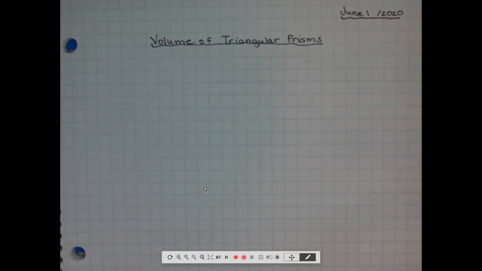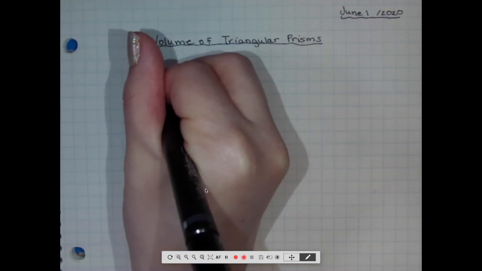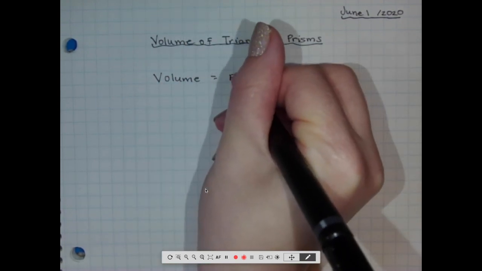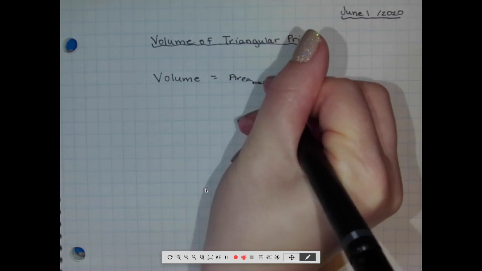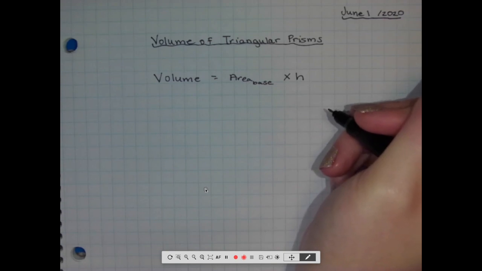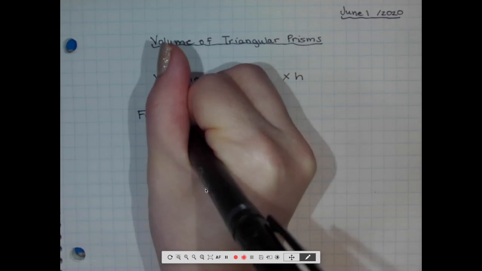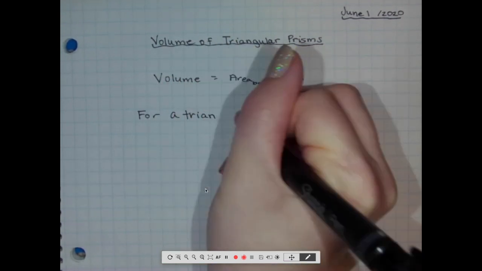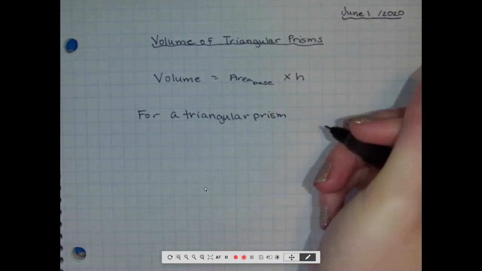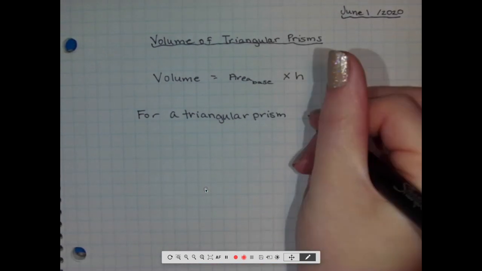as best as I can. So as a refresher from when we looked at rectangular prisms, volume is the area of the base times the height of the prism. Okay, so for a triangular prism, what do you think the base might be? The base is a triangle.